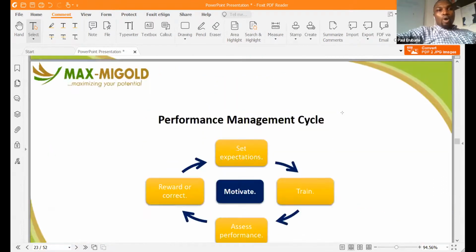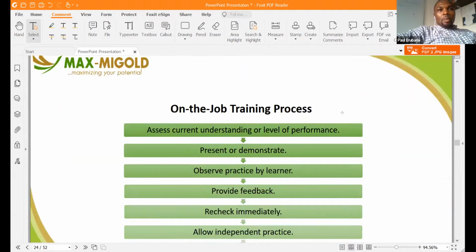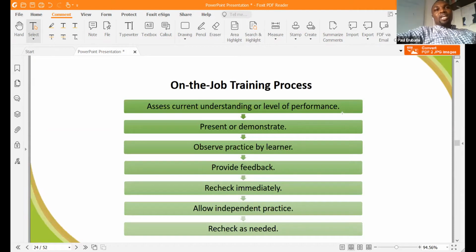So moving forward, like I said, it is very important to train your employee. And training does not necessarily mean we have to send them out for training. There's something we call on-the-job training. You can have somebody that knows something in your organization teach other people that don't know it.